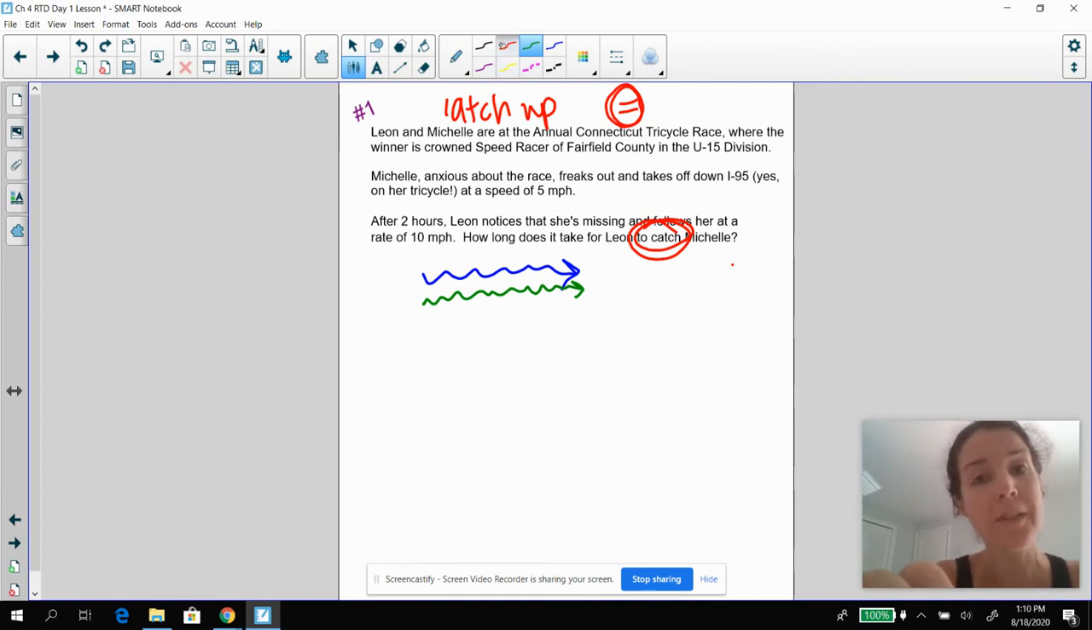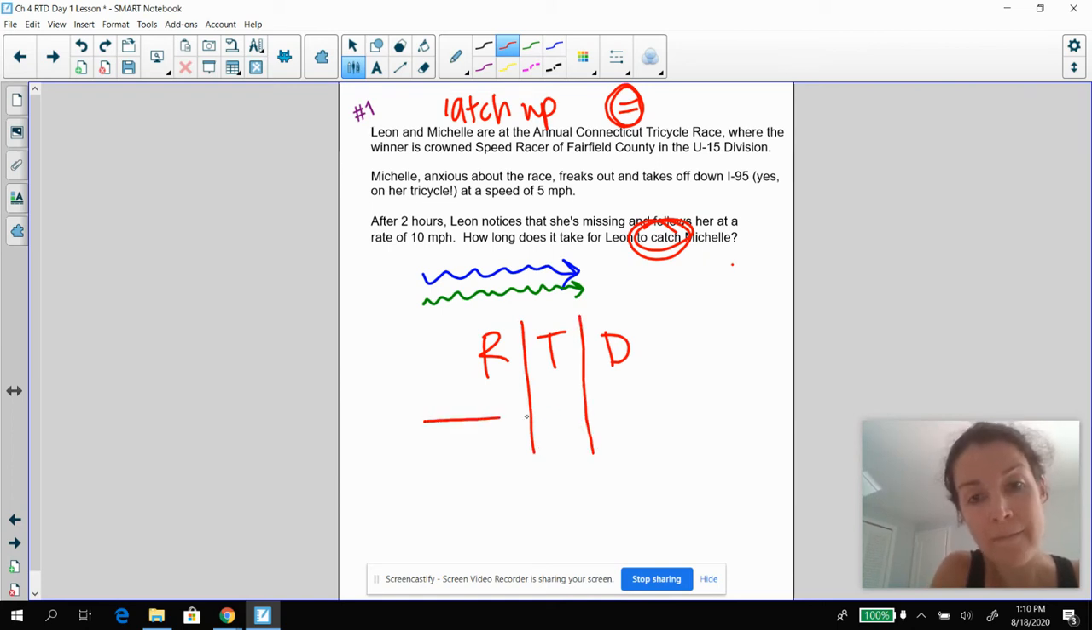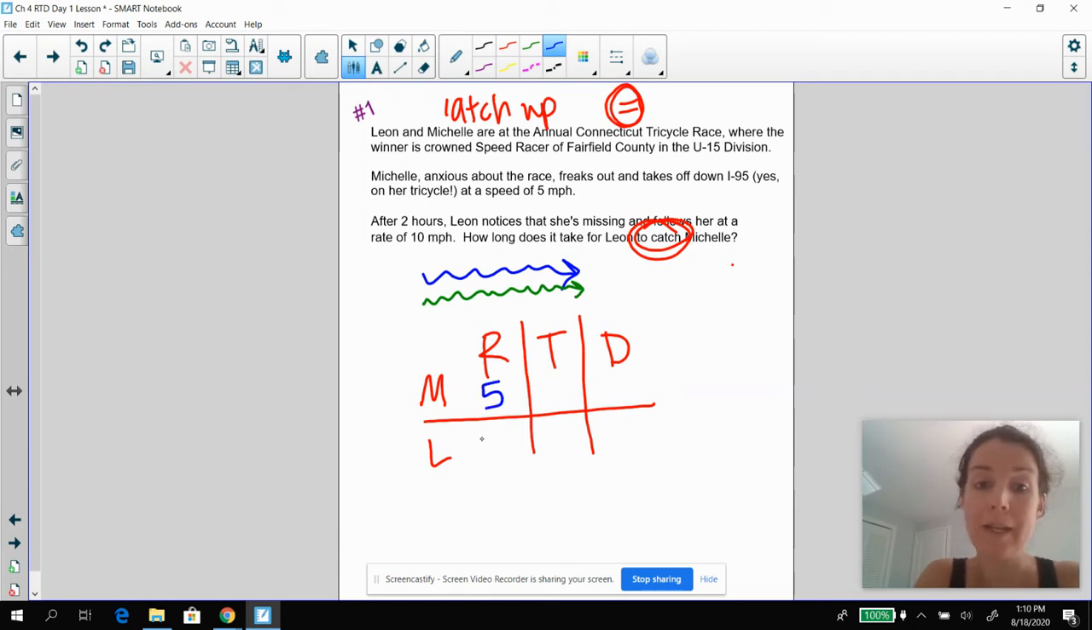So what we always do with these kinds of problems is set up what's called an RTD chart. This is what an RTD chart looks like: rate times time equals distance. I've got my columns there, and then I've got Michelle and I've got Leon. All I'm going to do is take the information from the problem and fill in my chart. So Michelle, I know her rate is 5 miles an hour, and I know Leon's rate is 10 miles an hour. I don't know how long Michelle's been running.